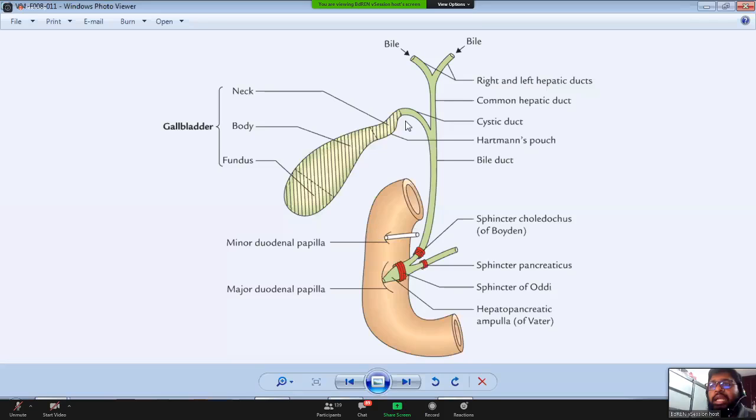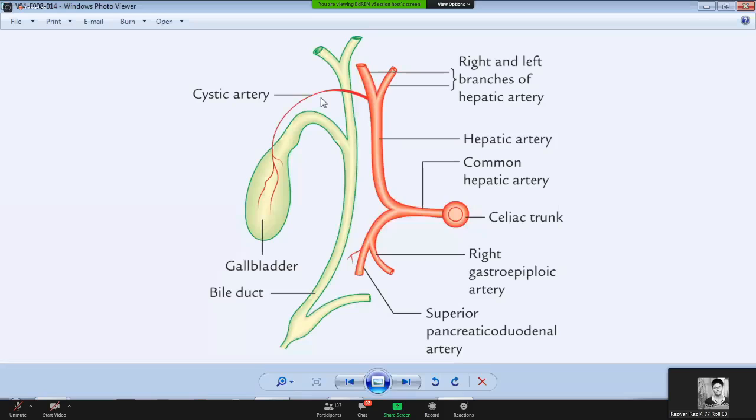One more thing remains to know: the blood supply of the gallbladder. It is done by the cystic artery, right? This is the cystic artery, which usually comes from the right branch of the hepatic artery, but it may come from the left or from the trunk of the hepatic artery as well. These are some variations, right?